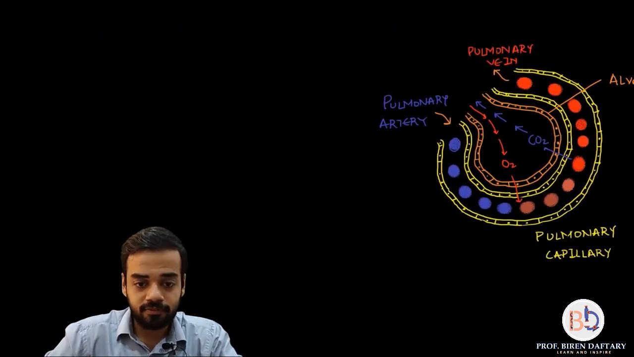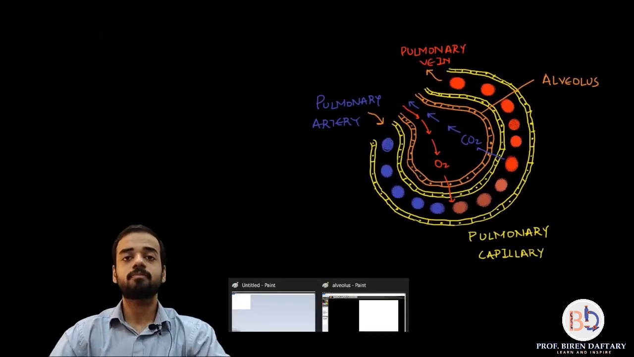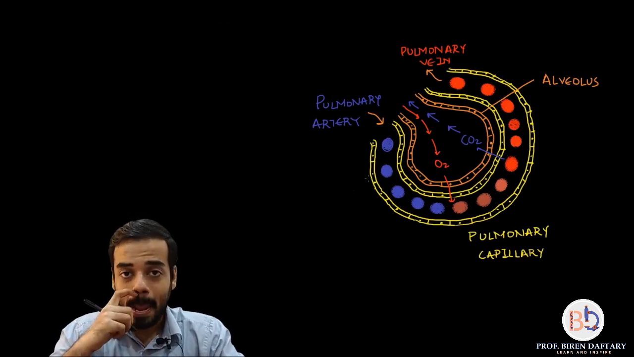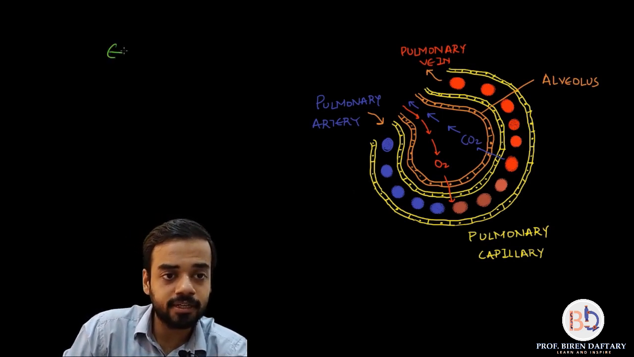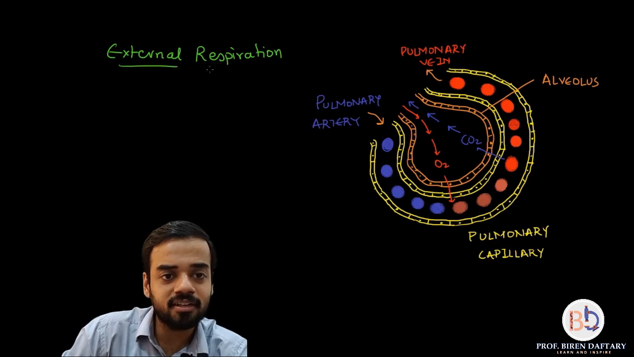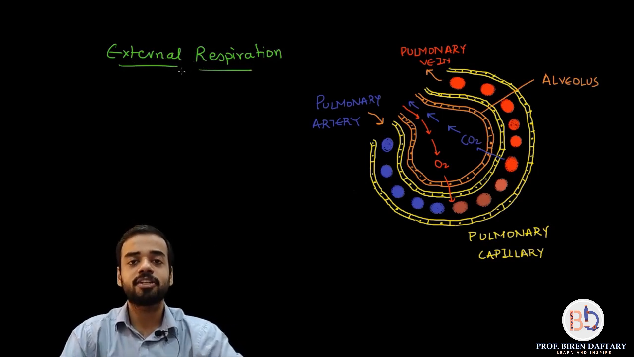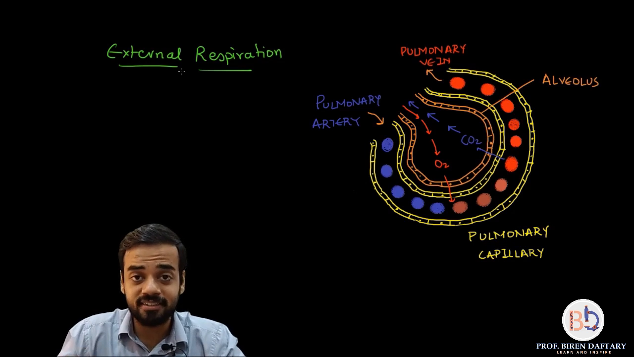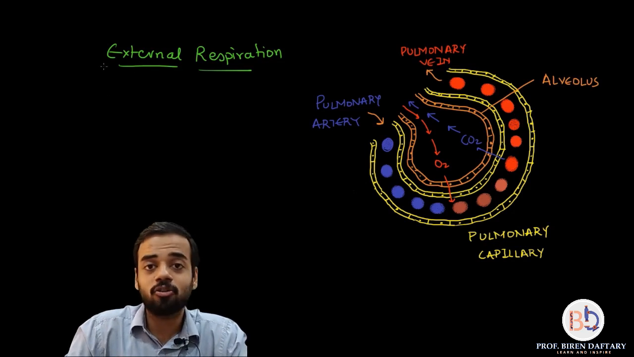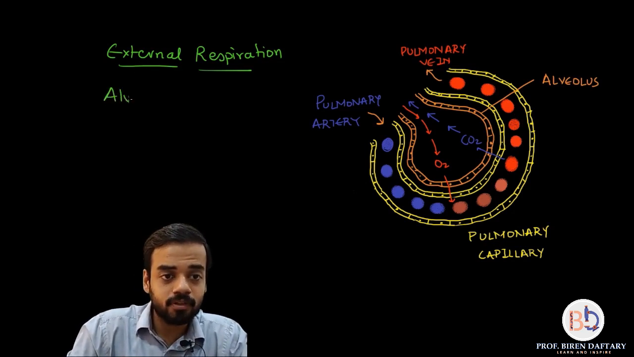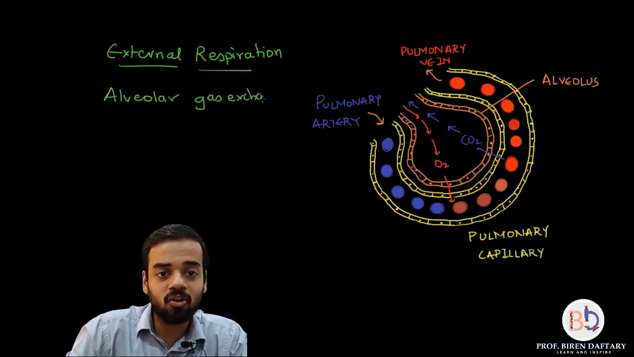So over here I have already drawn the diagram, okay, so that it saves our time. And first of all, let me write down the name of the heading, and that is called external respiration. Now what is external respiration? So external respiration is basically the part where you show how the gaseous exchange takes place at the alveolus. Okay, so this part can also be called as alveolar gas exchange. How gas is exchanged?